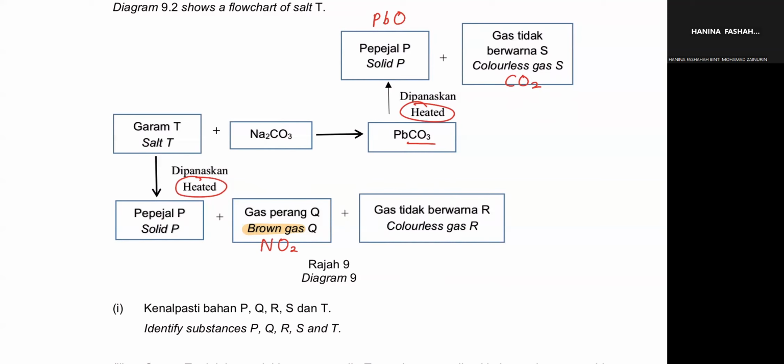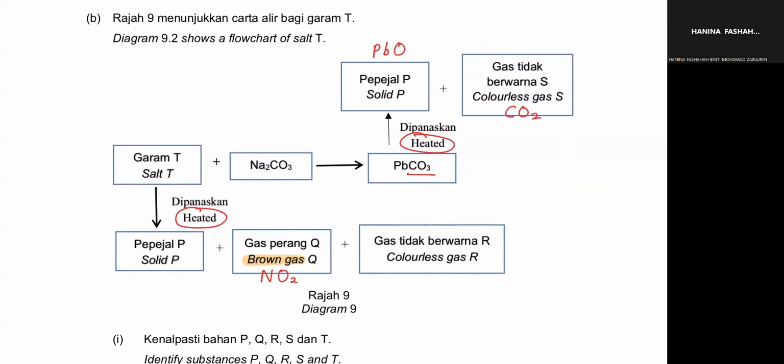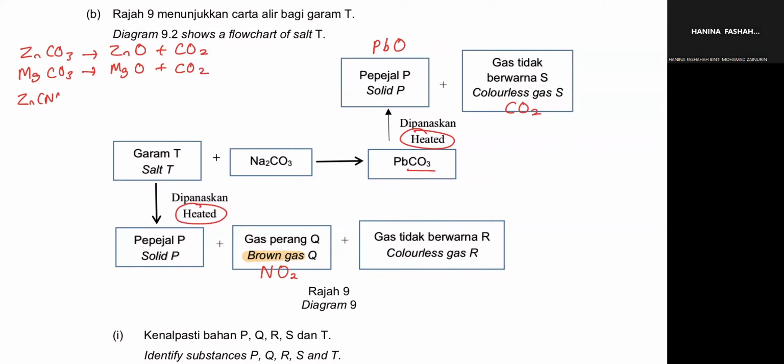When we heat a salt, there are two types only. Let's say you have zinc carbonate: when you heat it, it becomes zinc oxide and carbon dioxide. Or even magnesium carbonate always gives carbon dioxide, and this one is MgO, magnesium oxide. What about nitrate? If we heat nitrate, it also gives an oxide, like zinc oxide, but two different gases. The gases you have to remember are nitrogen dioxide and oxygen.